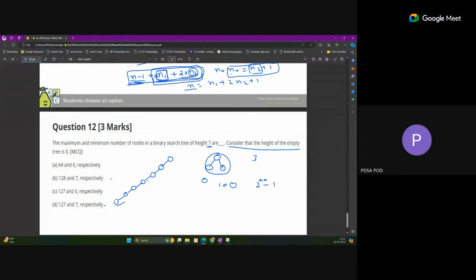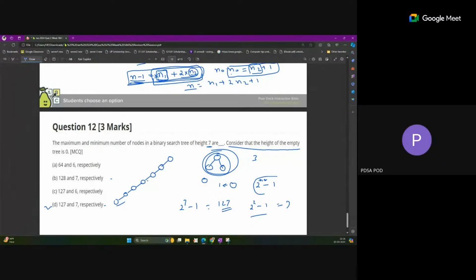Yes, correct. So you can make this formula based on the base condition. If you take height 2, then 2 to the power 2 minus 1, so 4 minus 1 equals 3. So you can see 3 is the maximum possible number of nodes. Now you can apply this formula for height 7. So 2 to the power 7 minus 1. 2 to the power 7 is 128, so 128 minus 1 is 127.